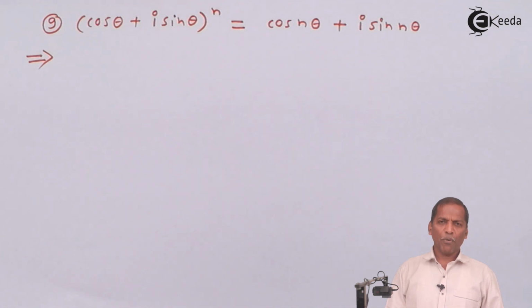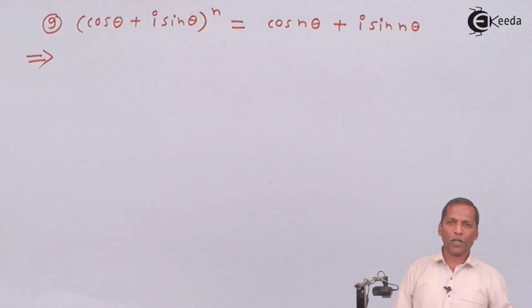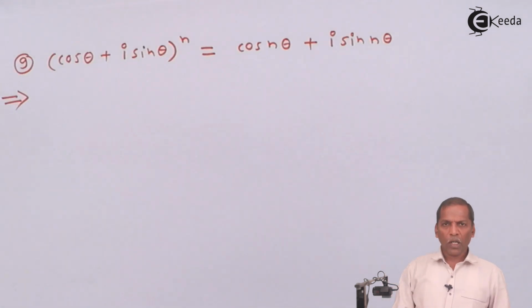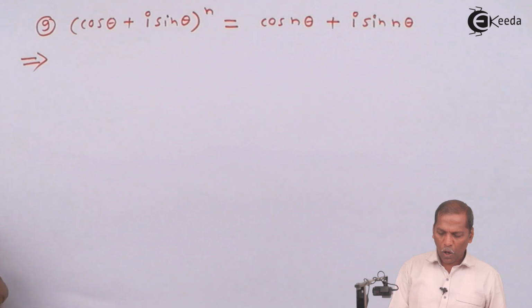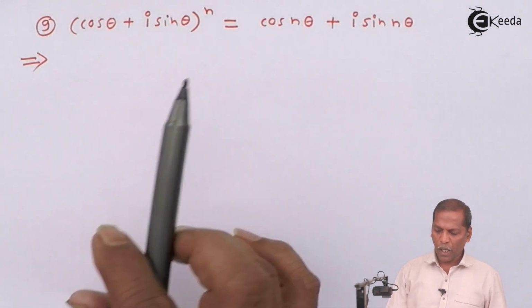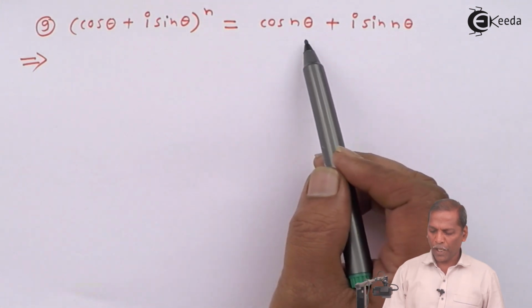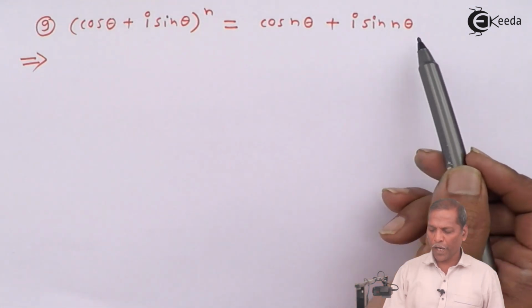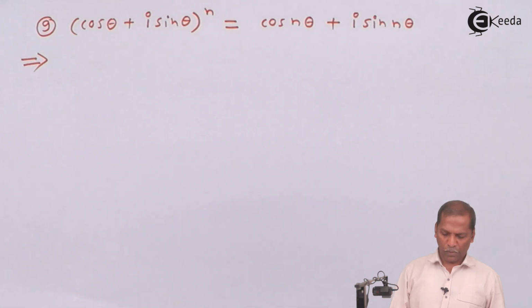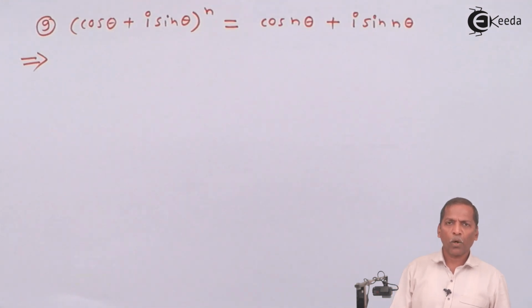Hello friends, now we see problem number 9, which is based on the principle of mathematical induction of the chapter Method of Induction and Binomial Theorem. The problem is (cos theta plus i sin theta) whole raised to n is equal to cos of n theta plus i sin of n theta. We have to prove this by using the principle of mathematical induction. Now let's see the solution.